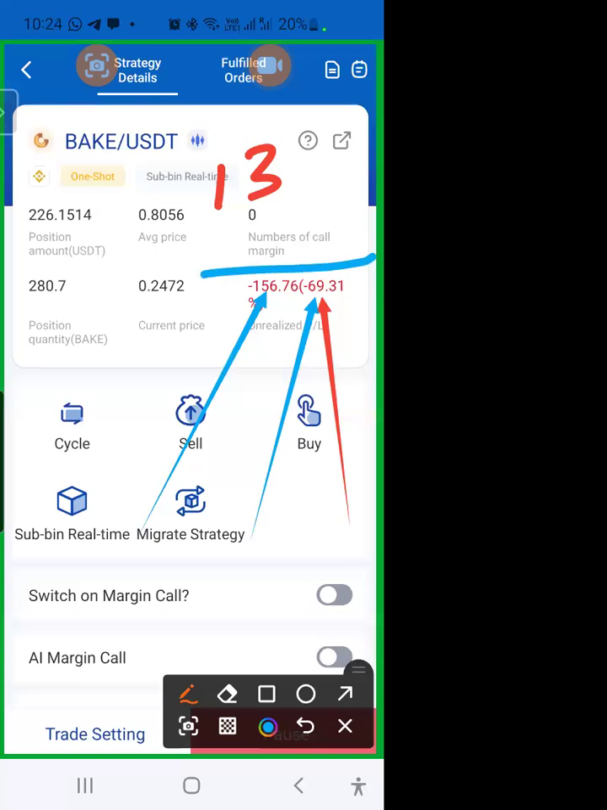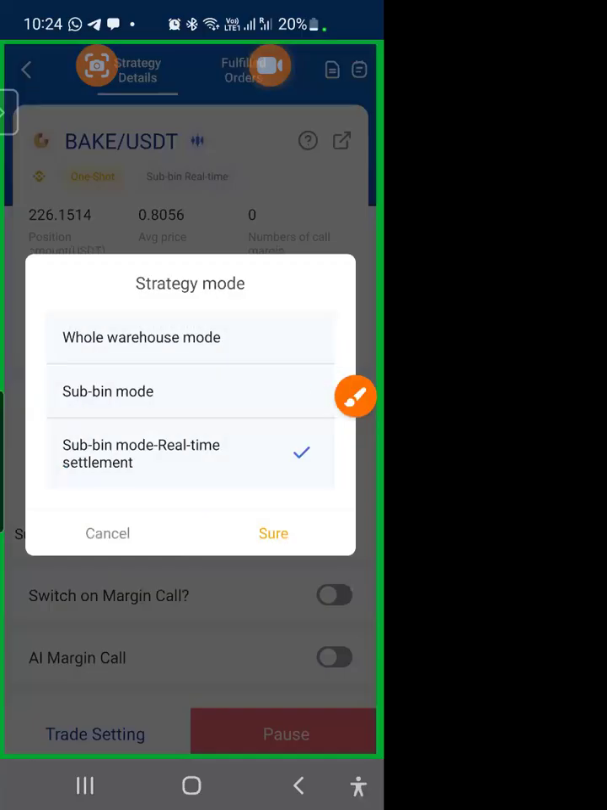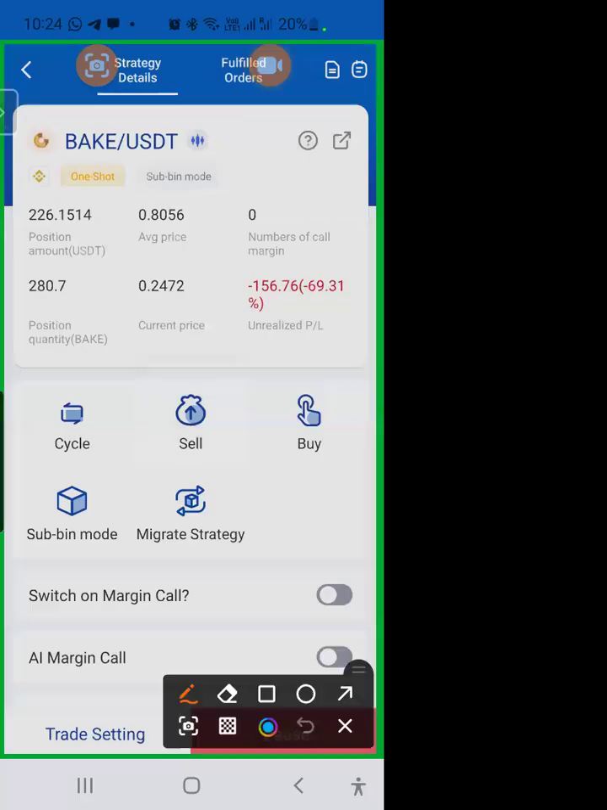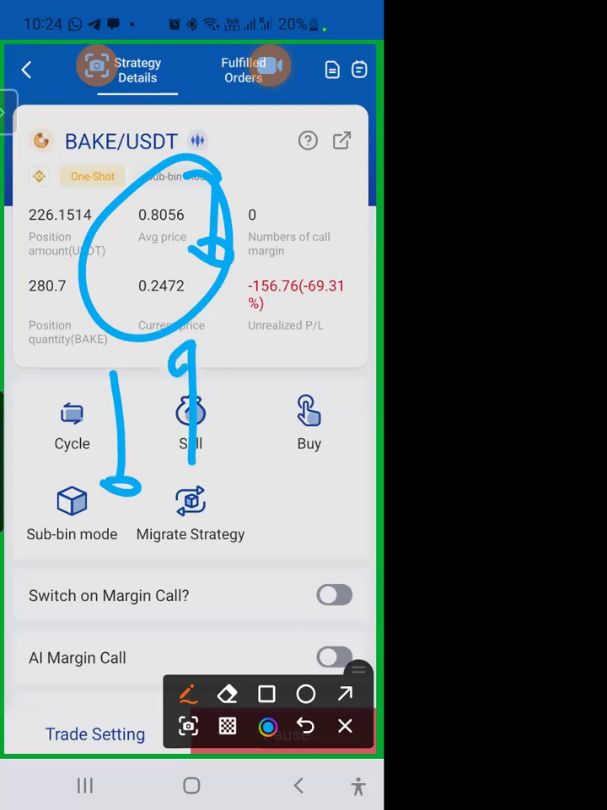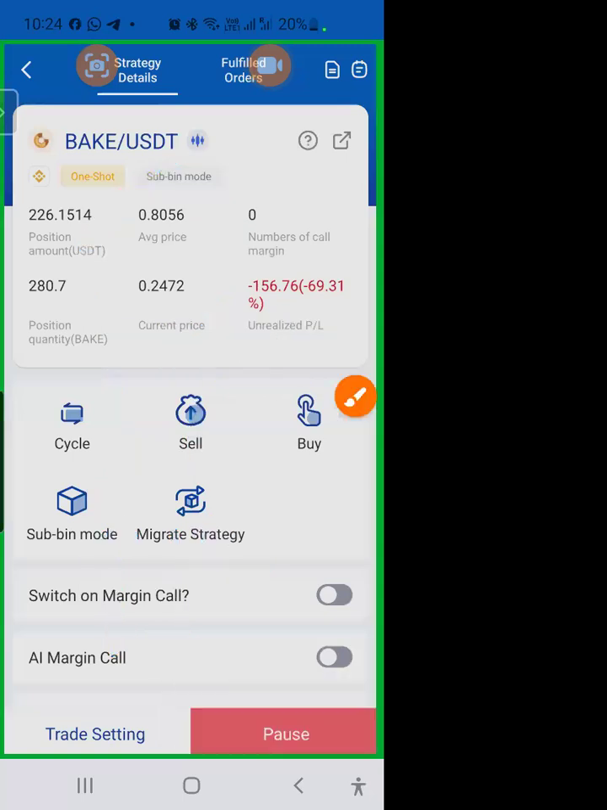Therefore, if you put your setting here in sub-bin mode, whatever is being sold will be put back into this trade to pull down the average price. When the average price is down, the current price is up. That is floating profit. When the average price is up, the current price is down. That is floating loss. Very many people ask, what can I do with this floating loss?